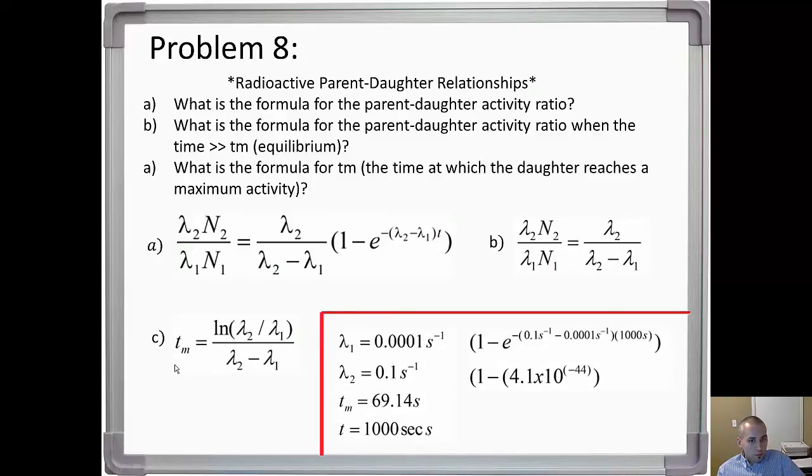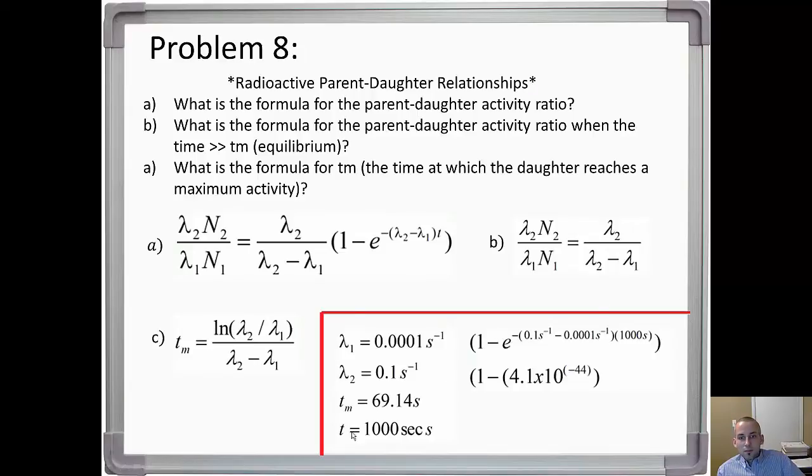So this is the formula. Tm is equal to ln of the decay constant of the daughter over the parent, and so forth. So I would also memorize this formula.